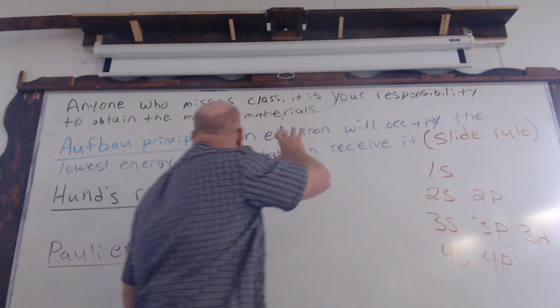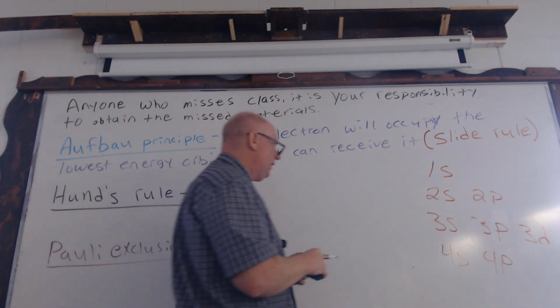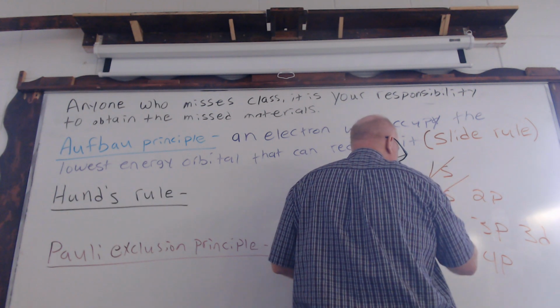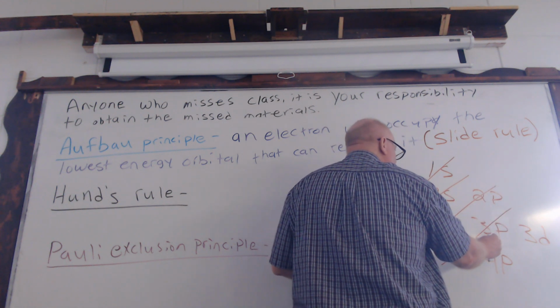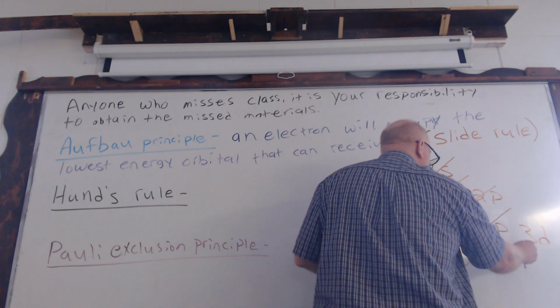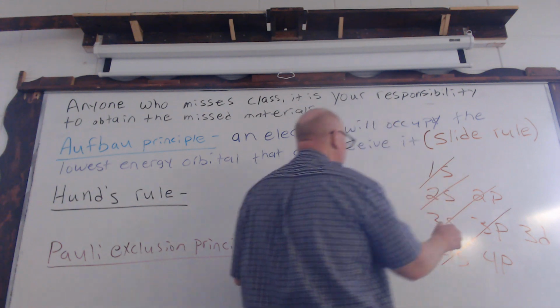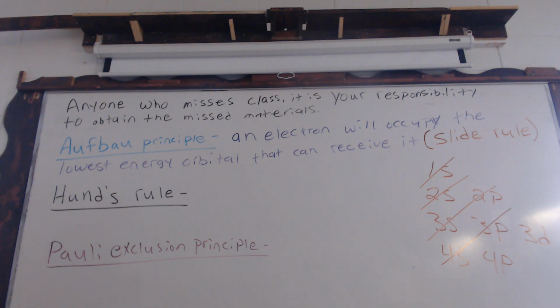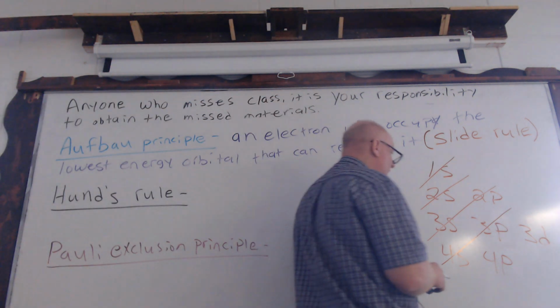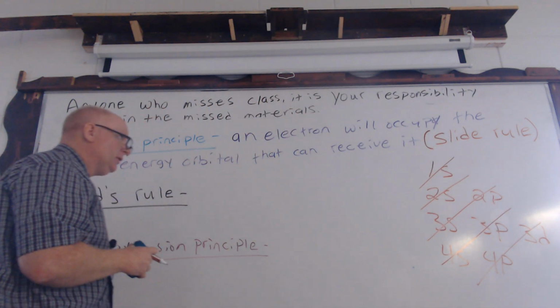So what this is saying in the Aufbau principle, an electron will occupy the lowest energy orbital that can receive it, and that is illustrated here. Typically, we think that after 3p, just because of numbers only, you go to the 3d. But no, that is not the case. It takes less energy for the 4s level to fill up than it does the 3d. And that is why we use the slide rule, and that explains the Aufbau principle.